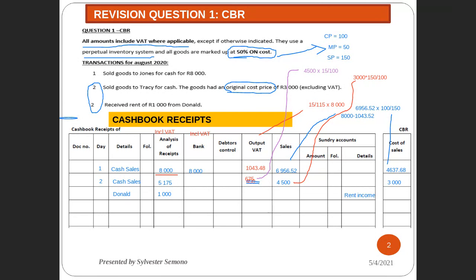Please calculate VAT on 1,000 for me. Thank you so much, Laken. I'm going to have VAT of 130.43. Okay. And now after finding this VAT, it's easier for me to find the rent income. So the difference between 1,000 and 130.43, how much you get?